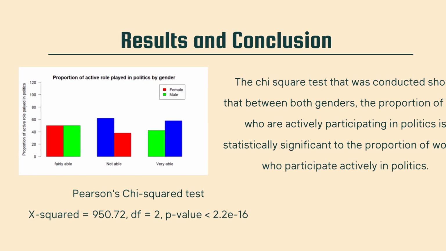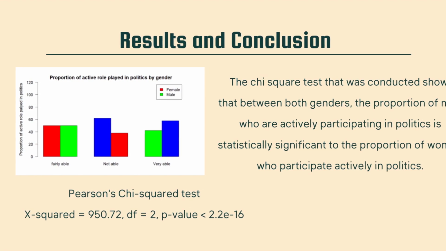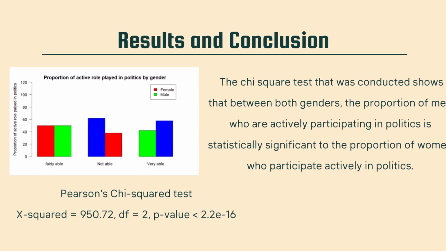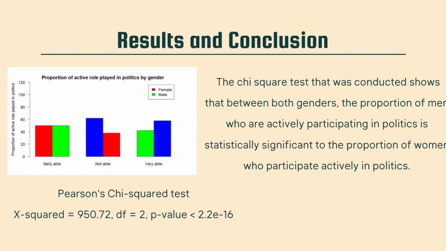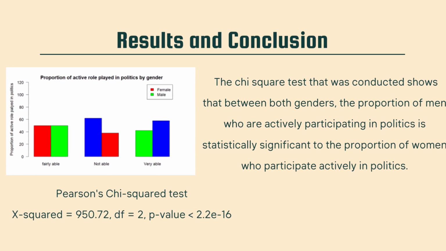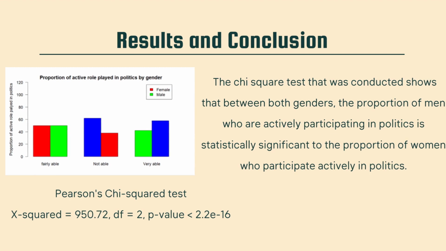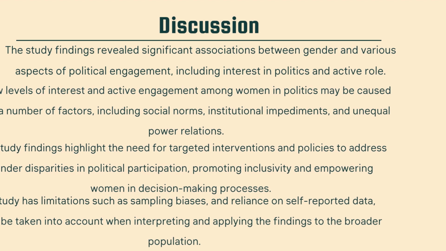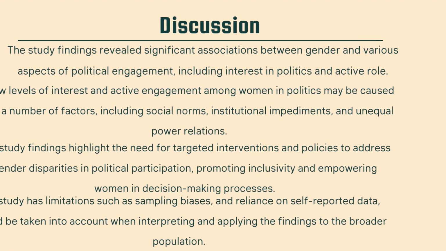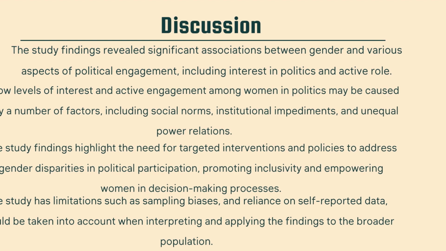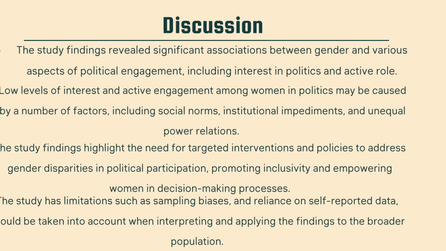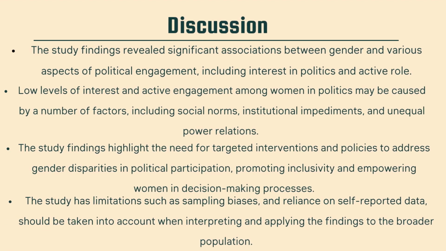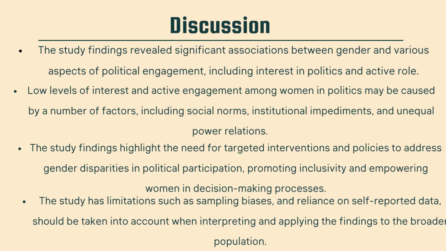The chi-square test that was conducted shows that between both genders, the proportion of men who are actively participating in politics is statistically significantly different from the proportion of women who participate actively in politics. As I come to a conclusion, it should be realized that low levels of interest and active engagement among women in politics may be caused by a number of factors, including social norms, institutional impediments, and unequal power relations.